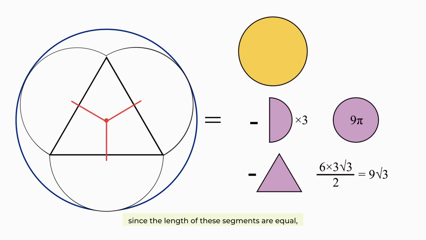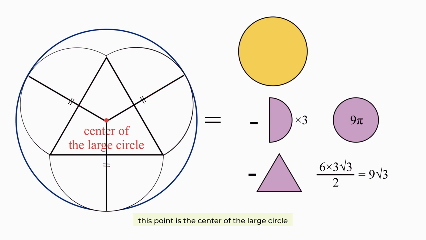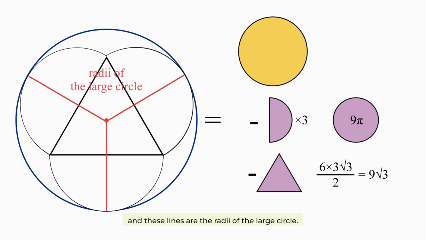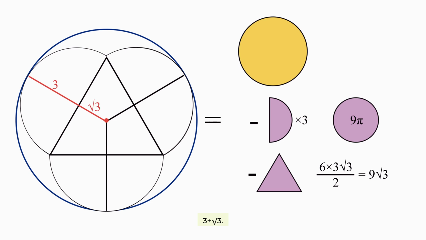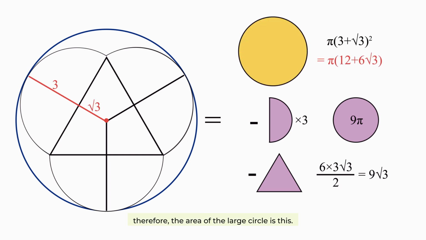Since the lengths of these segments are equal, this point is the center of the large circle, and these lines are the radii of the large circle. The length is the sum of this length and this length, 3 plus root 3. Therefore, the area of the large circle is this.